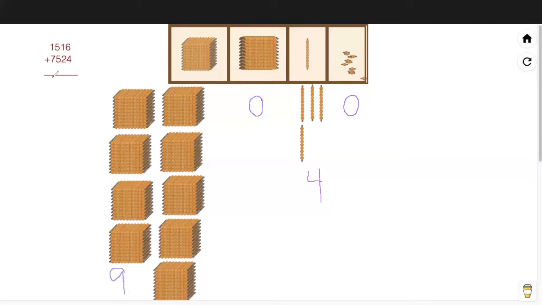So our answer that we'll write on our papers is that 1,500s, 1 6, and 10 ones plus 7,500s, 2 10s, and 4 ones is 9,000s, 0 100s, 4 10s, and 0 ones. So that's what I'm going to write as my answer.